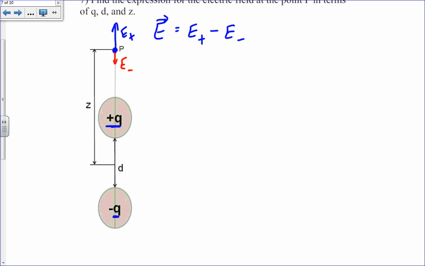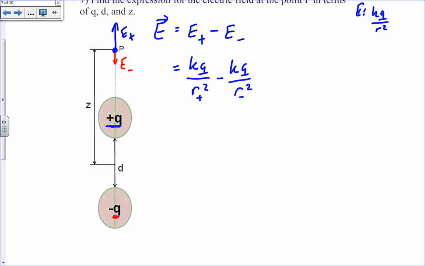So that's going to be E minus. And notice that I drew E negative a little bit smaller because this charge is further away from point P. All right, so I can further say, since my electric field is defined as KQ over R squared, that E plus is KQ over R plus squared minus KQ over R minus squared.